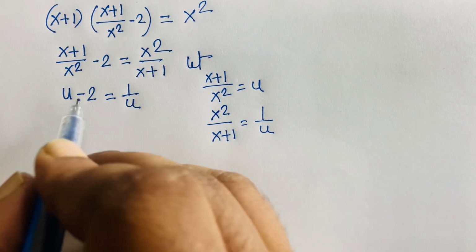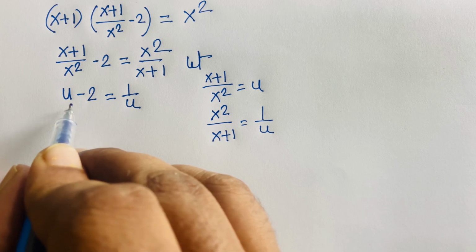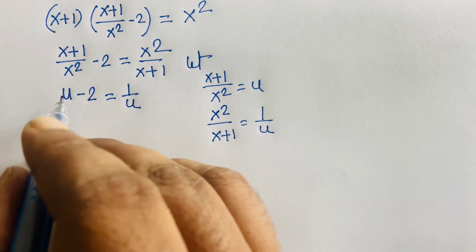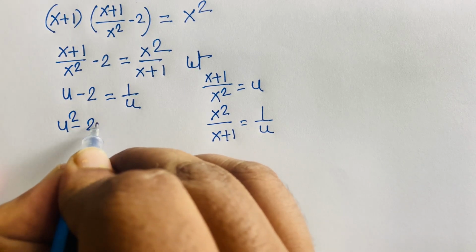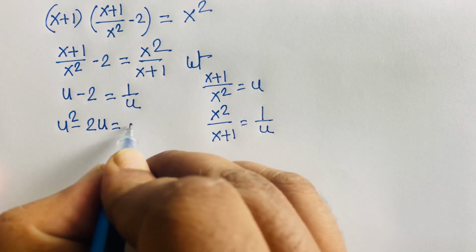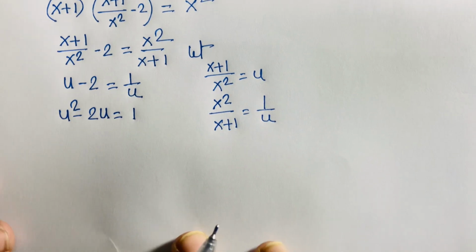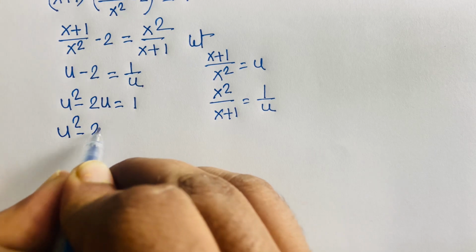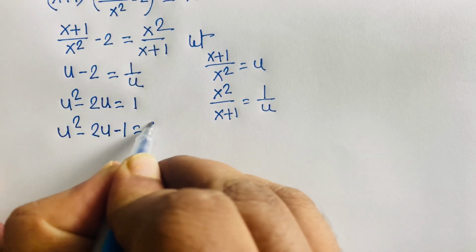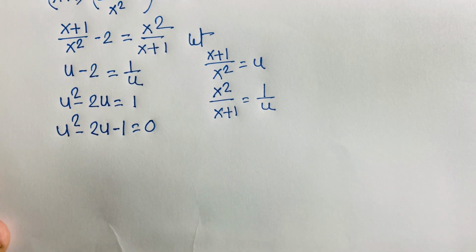Then this equation becomes, I multiply both sides by u, this time I can say it will be u square minus 2 times u, it will be 2u, and I can see it will be 1, u cancel. Then this equation becomes u square minus 2u minus 1 is equal to 0. So it is a quadratic equation.